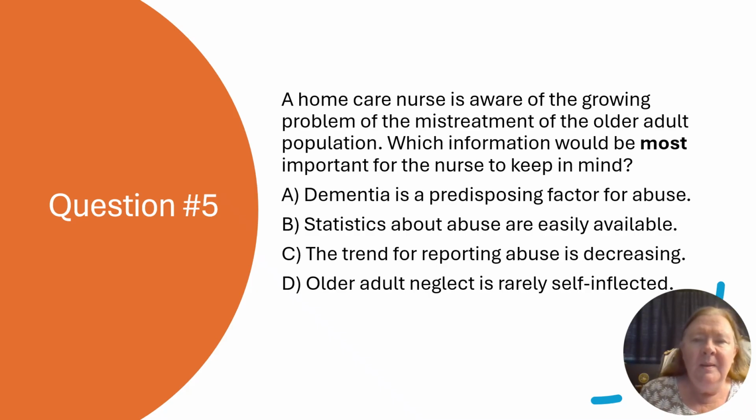Okay, so the nurse should keep in mind what information when we're talking about the growing problem of mistreatment of the older adult population. Letter A, dementia is a predisposing factor for abuse. B, statistics about abuse are easily available. C, the trend for reporting abuse is decreasing. D, older adult neglect is rarely self-inflicted. That's actually spelled wrong. It should be inflicted with an I, I-N-F-L-I-C-T-E-D. Okay, and we'll give you a minute for this question, and we'll come back.